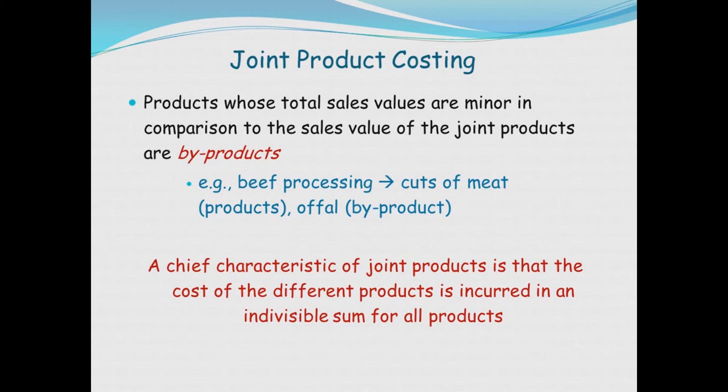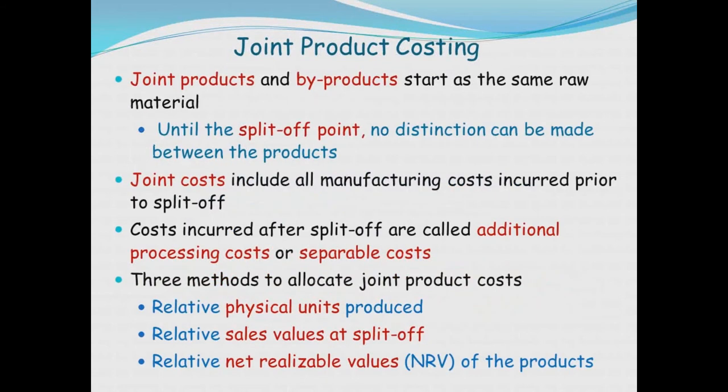And how many different ways do you think we can do this? Probably infinite, but how many are we going to go through? Three. The point where you can now do separate things for each of the products is called the split-off point. Until that point, you can't make a differentiation between the products. After the split-off point, the costs are usually called separable costs. And the three methods are physical units, the easiest; sales value at split-off, a little bit more complicated; and net realizable value, just a little more complicated.